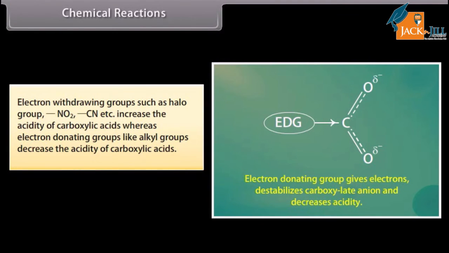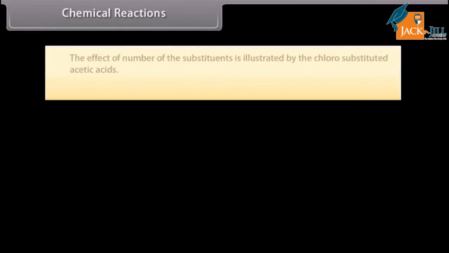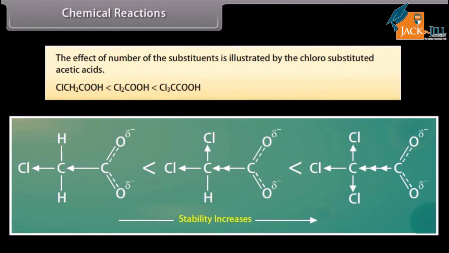Electron withdrawing groups such as halo group, NO2, CN, etc., increase the acidity of carboxylic acids, whereas electron donating groups like alkyl groups decrease the acidity of carboxylic acids. The effect of the number of substituents is illustrated by the chloro-substituted acetic acids. The acid strength increases from chloroacetic acid to trichloroacetic acid.